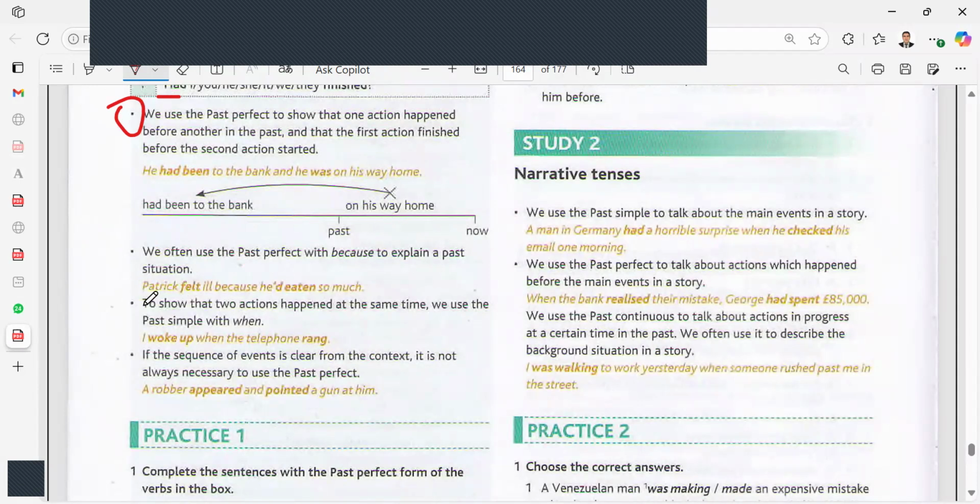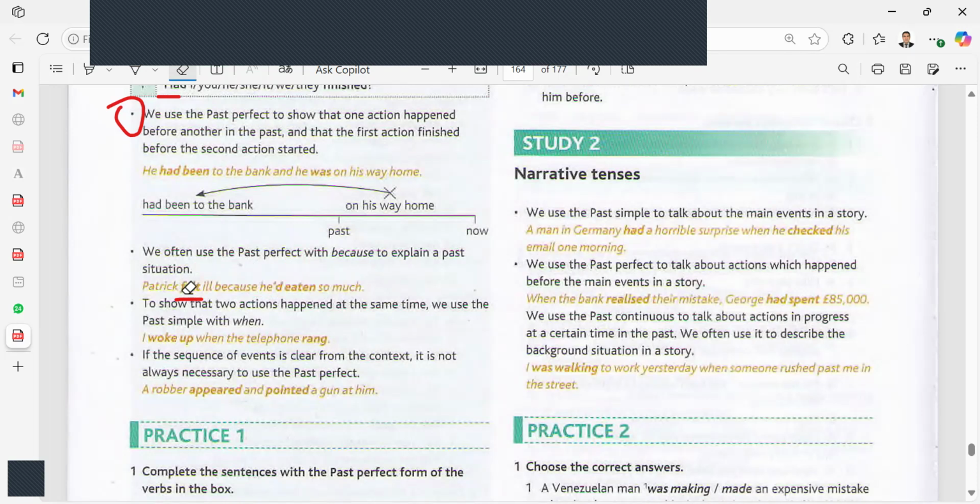زي مثلا أقول باتريك felt ill. خلي لحظة هنا past perfect أو past simple. باتريك واحد اسمه باتريك felt ill، حس بالتعب. إمتى؟ ليه؟ Because he had eaten so much، لأنه أكل كتير. had eaten so much يبقى this is number one، ده اللي حصل الأول. بعدين felt ill number two. ليه يا جود؟ يبقى after because we use past perfect.